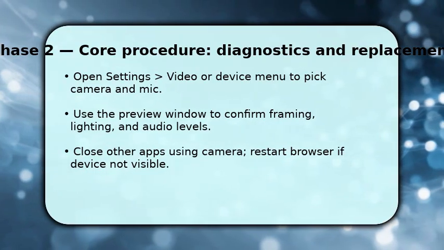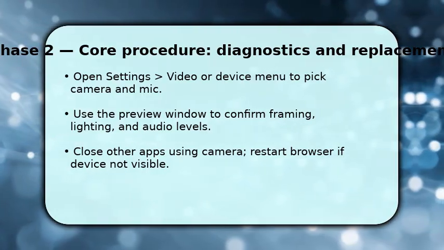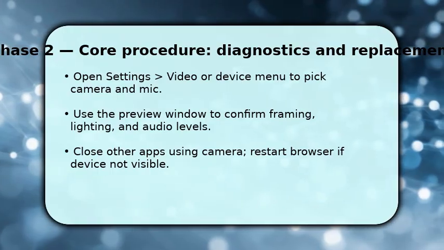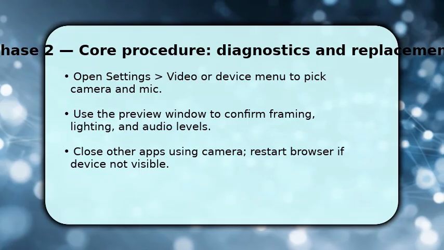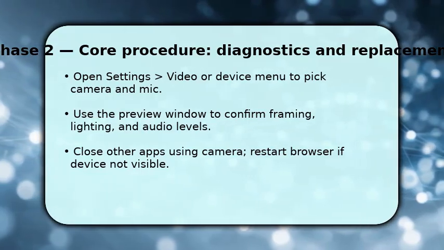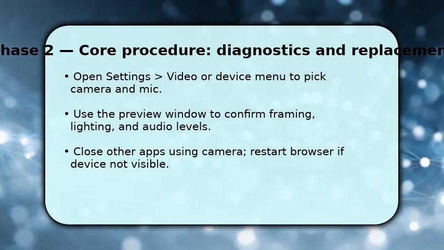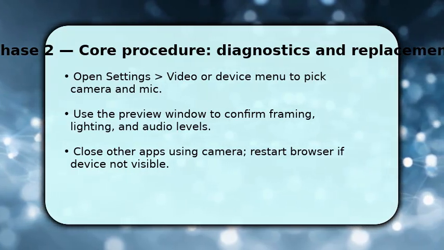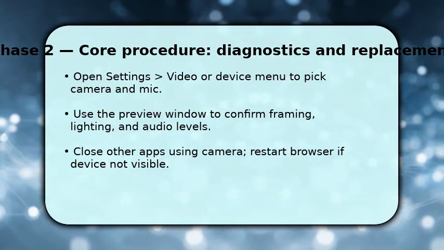Open the camera menu inside the call and pick the correct webcam, then select your microphone and speaker. Use the preview window to check framing, lighting, and background, and adjust position or brightness if needed. Once done, close any other apps that might be locking the camera, because conflicts are common. If the camera remains invisible, restart the browser and reopen Chat to refresh device detection.